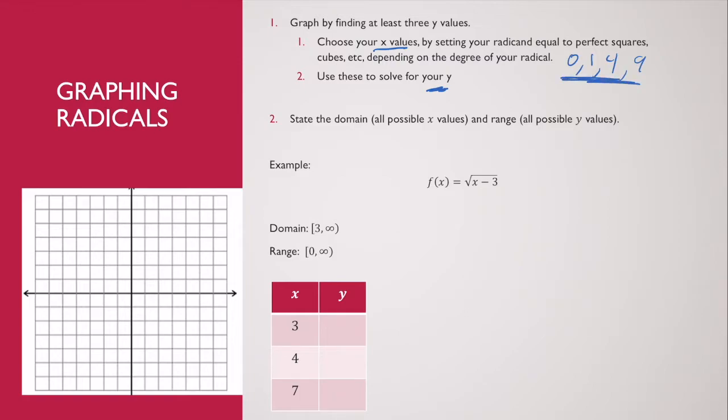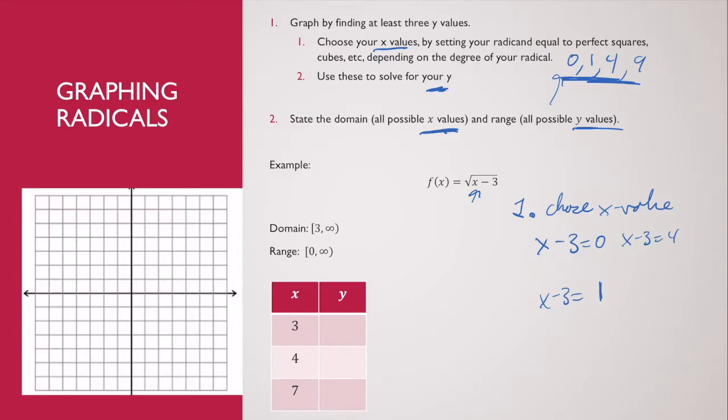Then what we want to do is state our domain and our range. So we need to list all possible x values and all possible y values. So the first thing I want to do is choose my x values. I'm going to do that by taking what's under my radicand, which is x minus 3, and setting it equal to perfect squares. So we got x minus 3 is 0, x minus 3 is 4, and x minus 3 is 1. I don't know why I skipped that one.